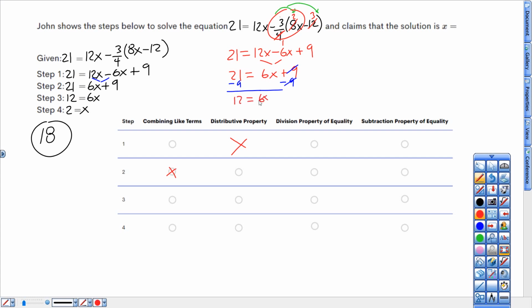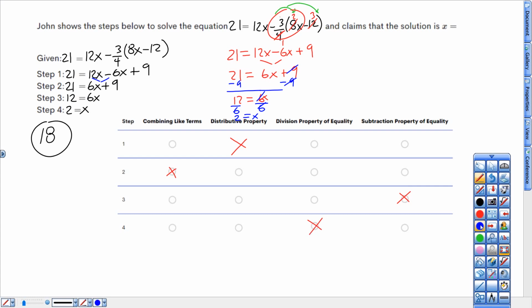That's going to be a subtraction property. I subtracted equally on both sides, subtraction. And then right there, looks like to get that 2, dividing by 6. That's my next inverse operation. Gives me positive 2, and that is the division property. So again, that's showing that.